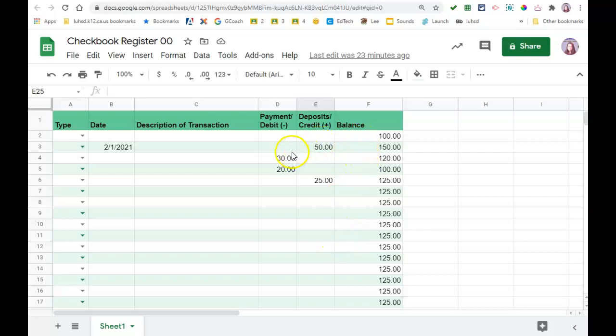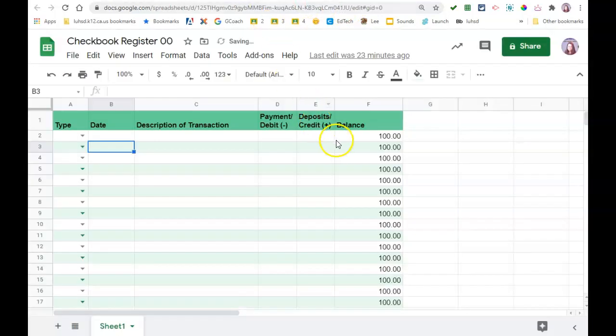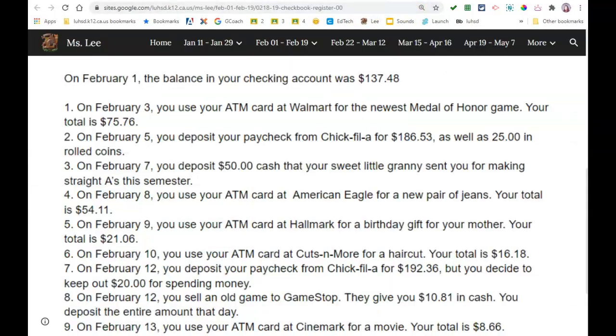Now we've got everything set up, what we're going to do now is we're just going to erase these numbers here and start. So we have an assignment that looks like this. It says, on February 1st, the balance in your checking account was $137.48. So the balance was $137.48. Perfect. Move on to the next transaction.